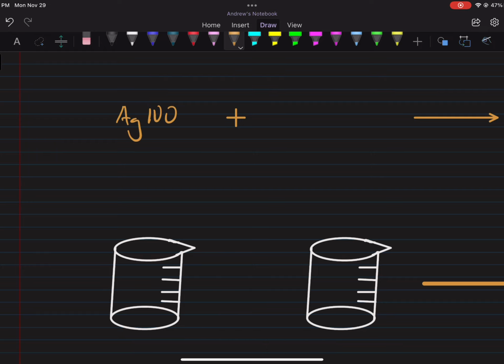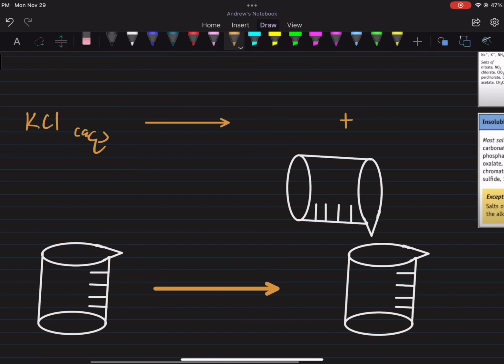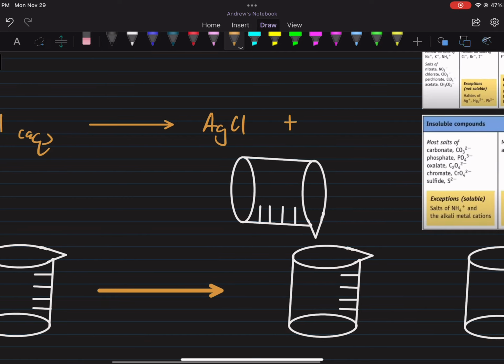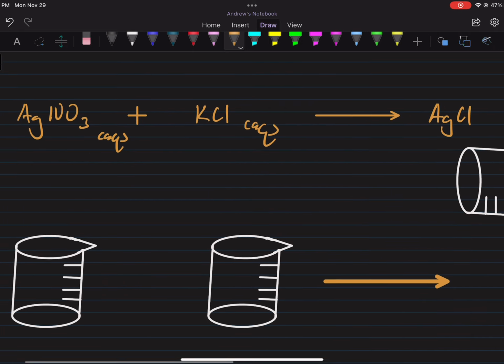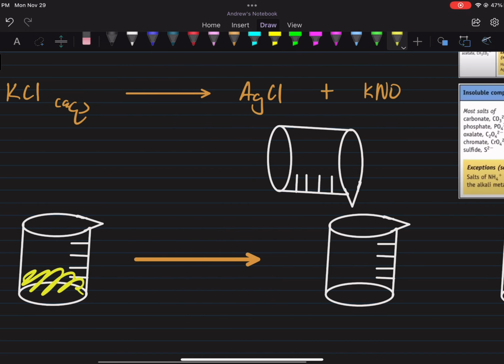This chemical equation will be between silver nitrate, which is soluble, aqueous, and potassium chloride, which is also aqueous, which will go again to a double replacement reaction to form silver chloride and potassium nitrate. So for the first one, we will label it with green, and the second one, we will label with yellow.